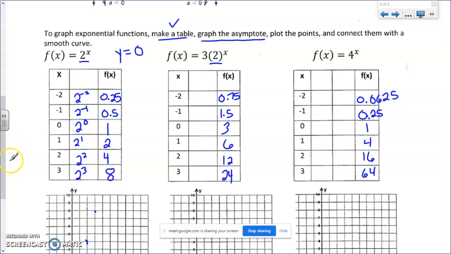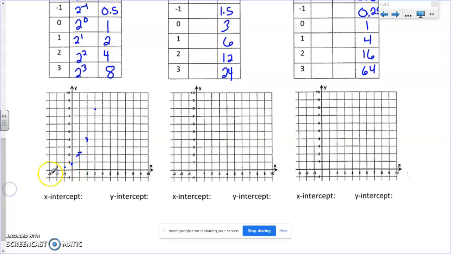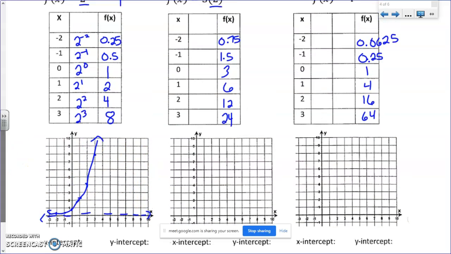Horizontal, right? We knew from the last unit x equaled, remember the axis of symmetry? So this is going to be y equals. So we're going to put a dashed line at 0. And this graph, see how it got really close? And it'll keep getting closer. It gets really close to that asymptote, but it never touches. And then it grows really quickly. Okay, everybody good there?